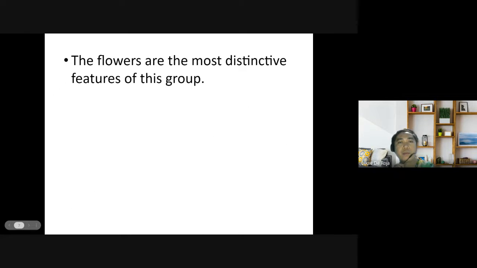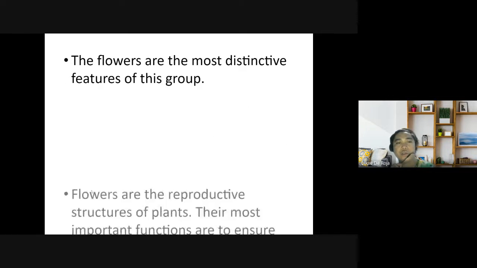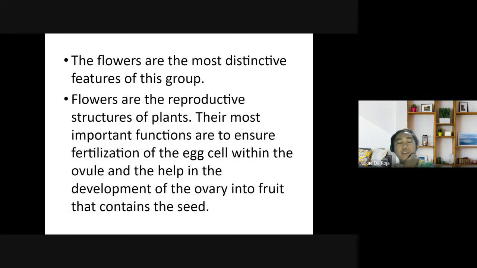Okay, the flowers are the most distinctive features of this group. So flowers are the reproductive structure of plants. Kung sa human, we have male and female reproductive parts. So sa halaman, sa animals, ganun din. Diba? So sa plants naman or trees, ang kanilang reproductive structures ay flowers. Okay? Their most important functions are to ensure fertilization of the egg cell within the ovule and to help in the development of the ovary into fruit that contains the seed.